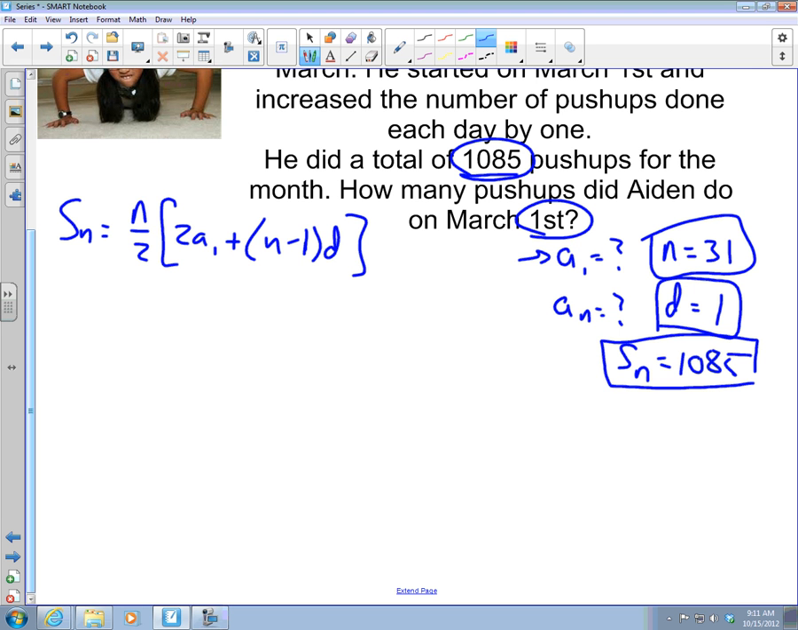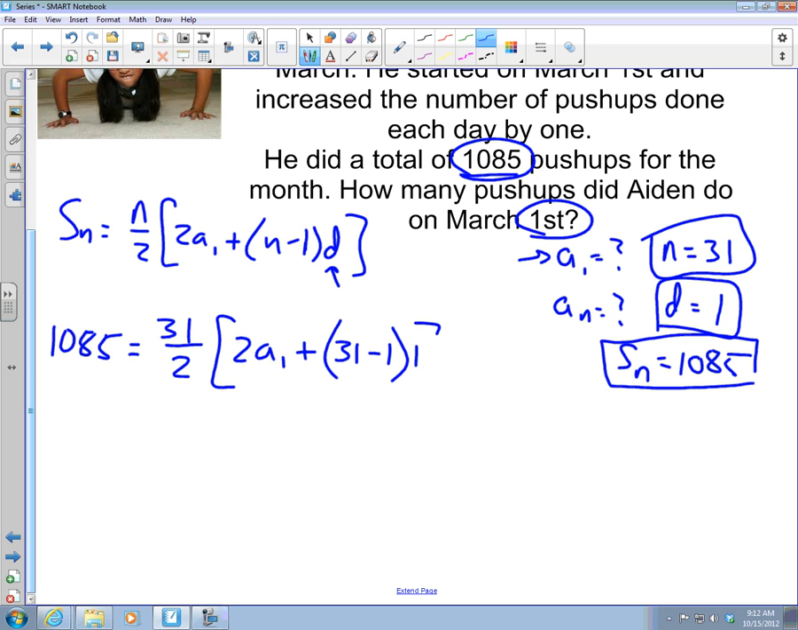So S sub n, first of all, the sum of all the push-ups is 1,085. 31 days in the month, that's what n is. 2 times a sub 1 plus n, well, that's 31 minus 1 times the common difference, d right here, is just 1. We're adding 1 push-up each time. So basically we're going to solve this equation for a sub 1. That first day of push-ups.